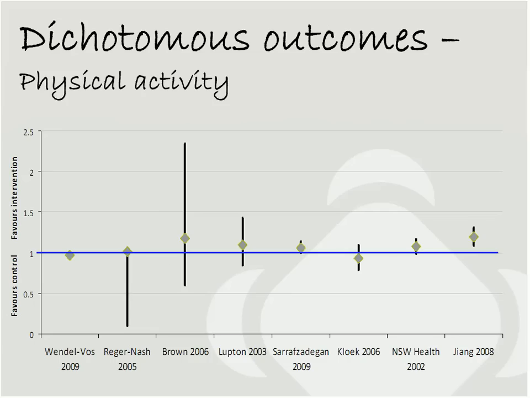Okay, so again here, we can see that there is no clear, consistent increase in physical activity. There's certainly nothing that's statistically significant. Now the next slide is on the dichotomous outcomes of sedentary behavior or physical inactivity. We've marked that if it's less than one, then it favors the intervention. So we want less of this.